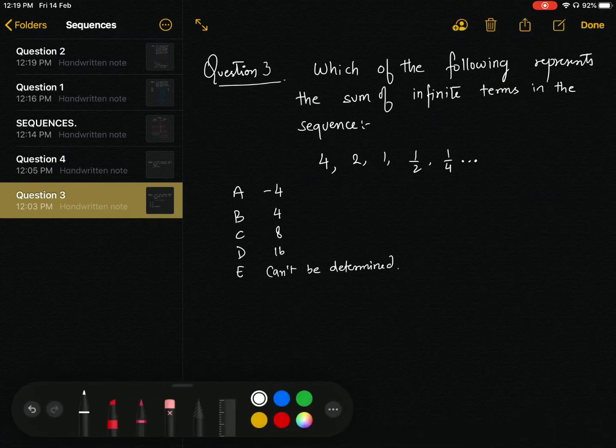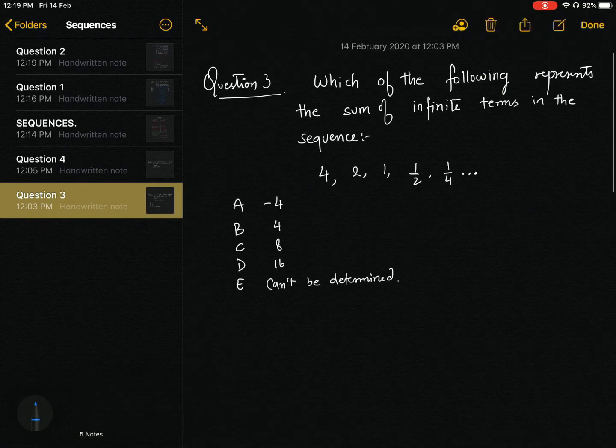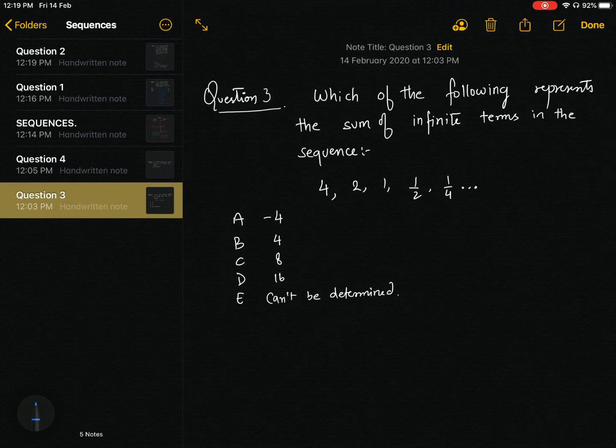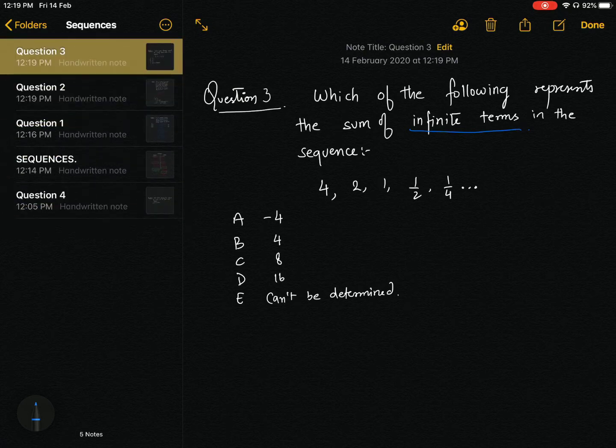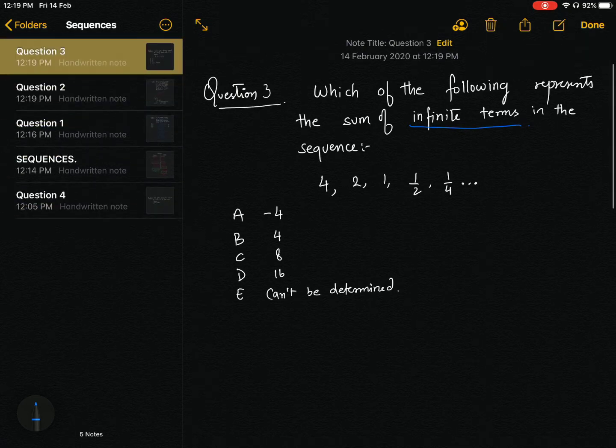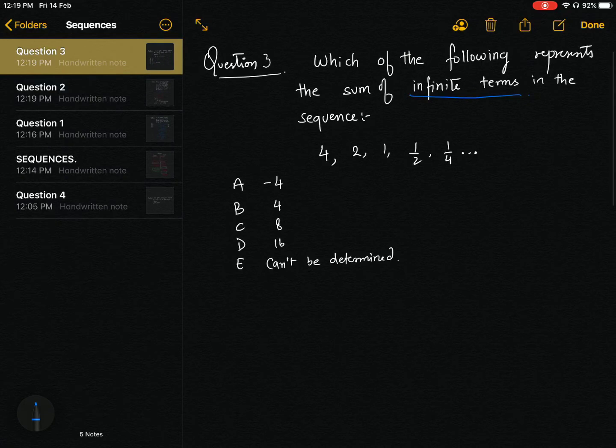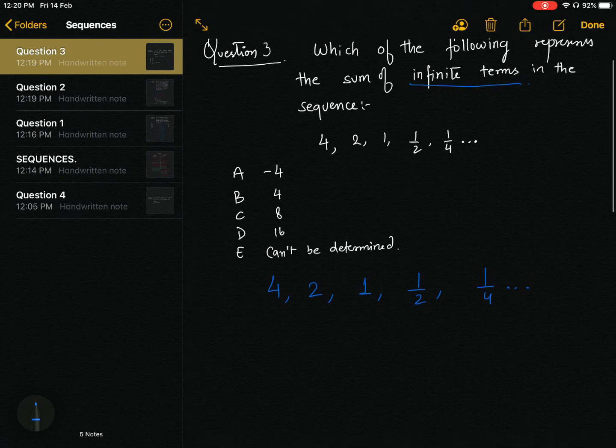Question 3 says that which of the following represents a sum of infinite terms in the sequence? Now, this is pretty common in APs and GPs. They ask you something about infinite terms. So let us have a look at this kind of sequence. What is this talking about? I have a 4, then I have a 2, then I have a 1, then half, then 1/4, and so on. Let's try to understand.